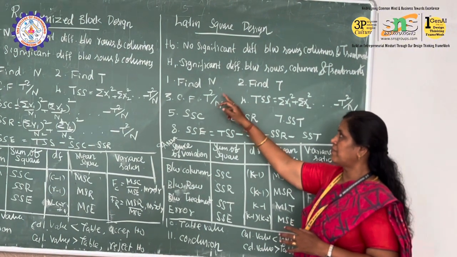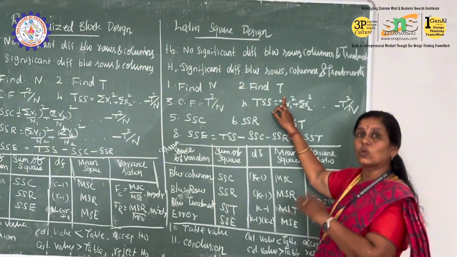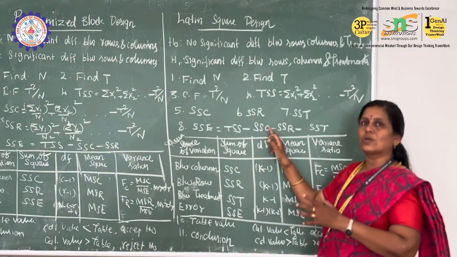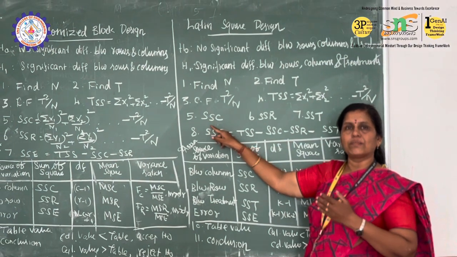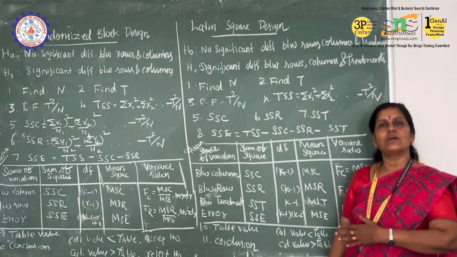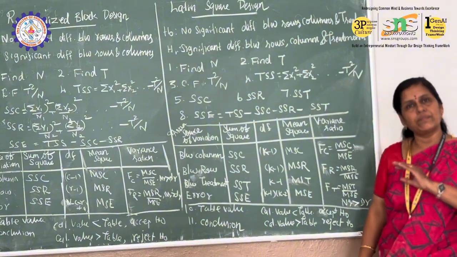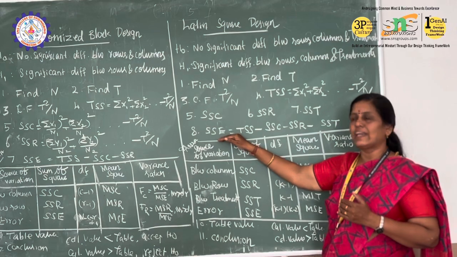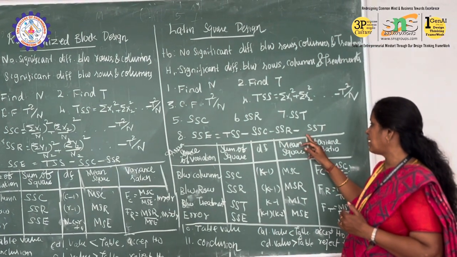First, here also we find n, the number of observations. Next we find T, the total of observations. Next the correction factor T square by n. After that the total sum of squares, and next SSC, the sum of squares between columns. After that we move to SSR, the sum of squares between rows. Next we find the sum of squares between treatments also. After that we find the error value, equal to total sum of squares minus SSC minus SSR minus SST.